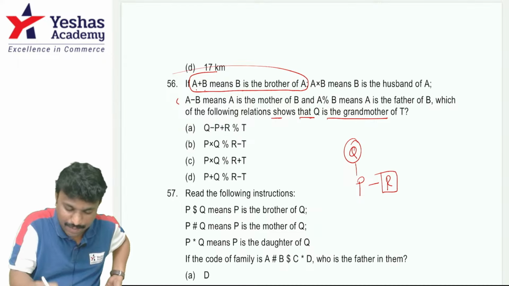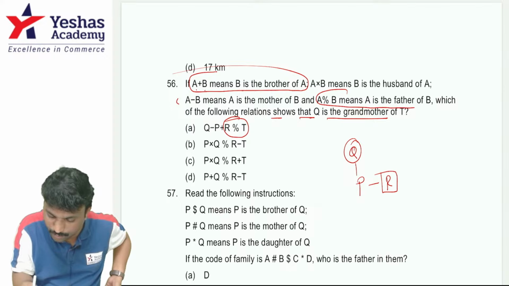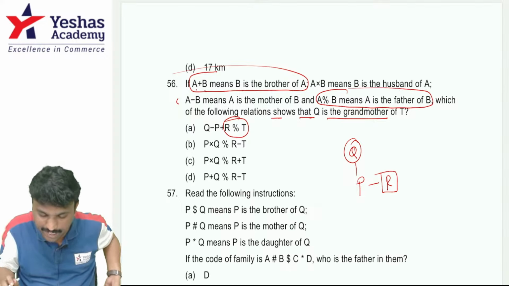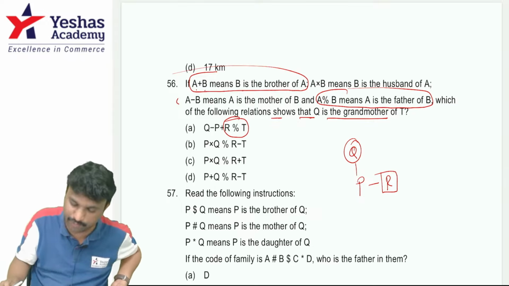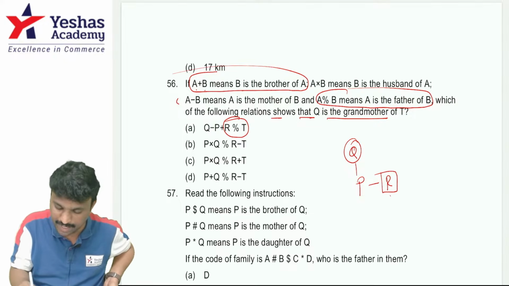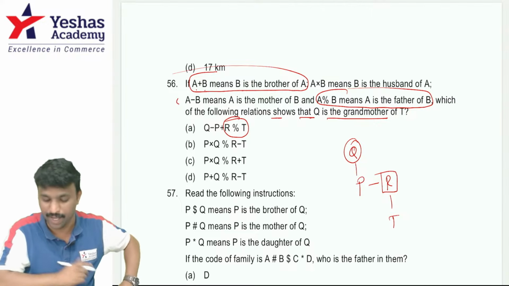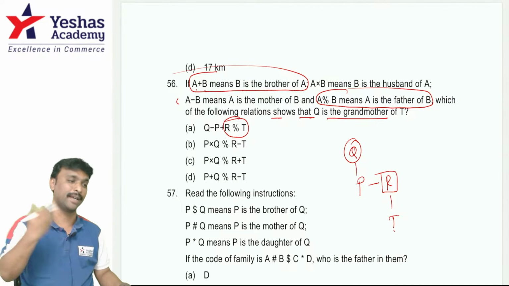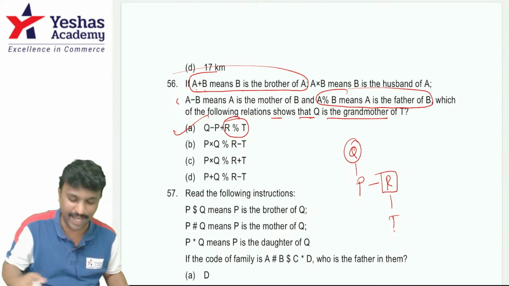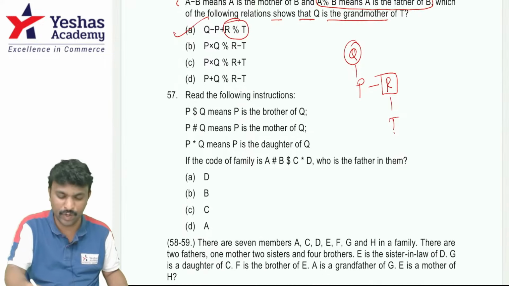Done. Now R percentage T. Which statement do I have to refer to? This statement. What is it? A percentage B means A is the father of B. So R percentage T means R is the father of whom? T. So T comes here. The question is Q should be a grandmother of T. Clearly for T, Q is grandmother only. So option A itself is the right answer. Have you understood? Moving on to the next question.